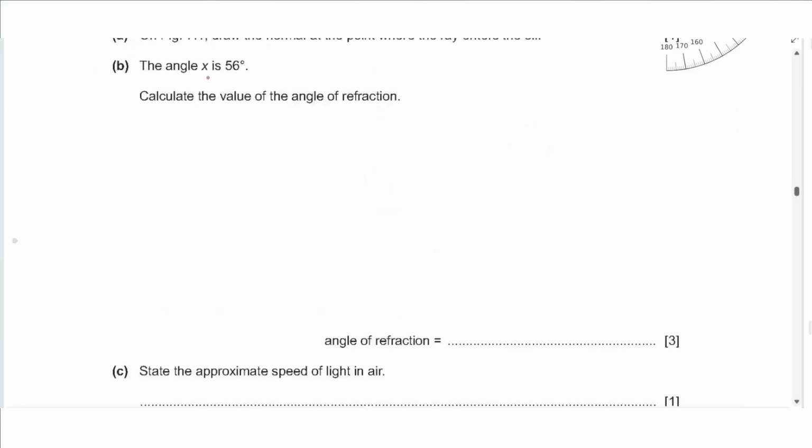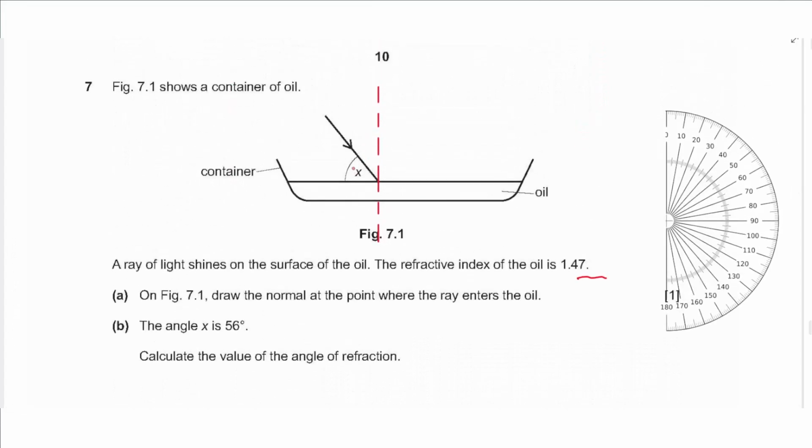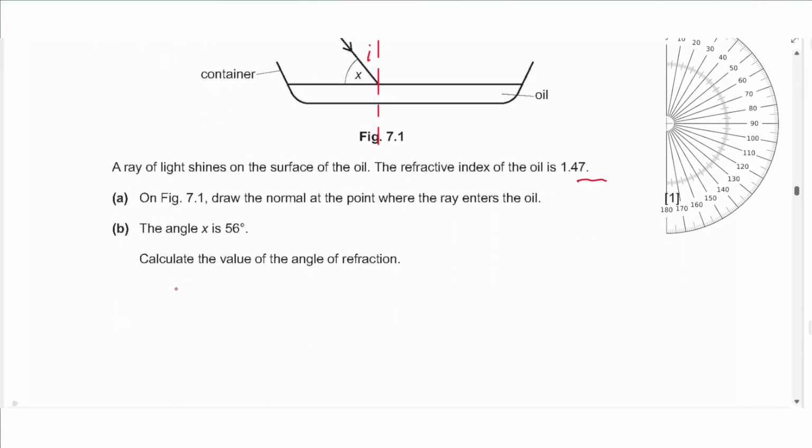Part B says the angle X is 56 degrees, but the angle X is not the angle of incidence. This is the angle of incidence. So first we calculate the angle of incidence, which is 90 minus 56. That gives an answer of 34 degrees.